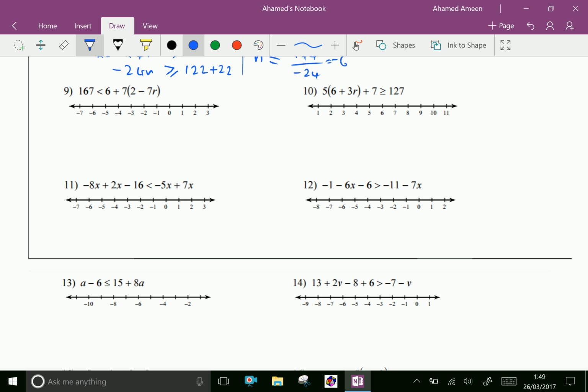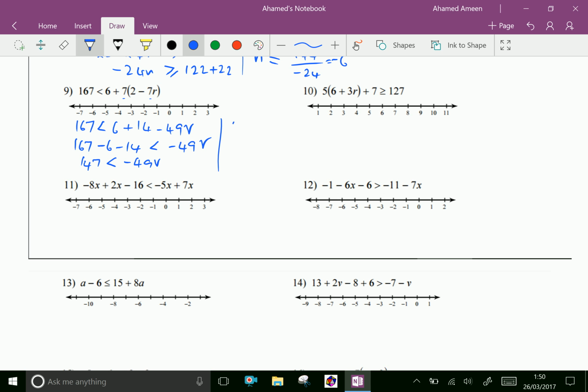167 is less than 6 plus 7 bracket 2 minus 7r. Therefore, 167 is less than 6 plus 7 into 2, which is 14, and 7 into minus 7r is minus 49r. Then 167 minus 6 minus 14 is less than minus 49r. 167 minus 6 is 161, and 161 minus 14 equals 147. So 147 is less than minus 49r.